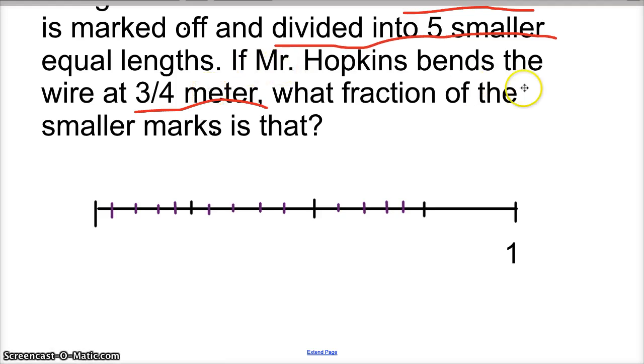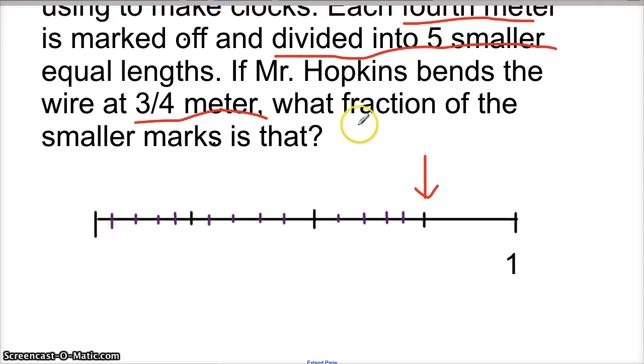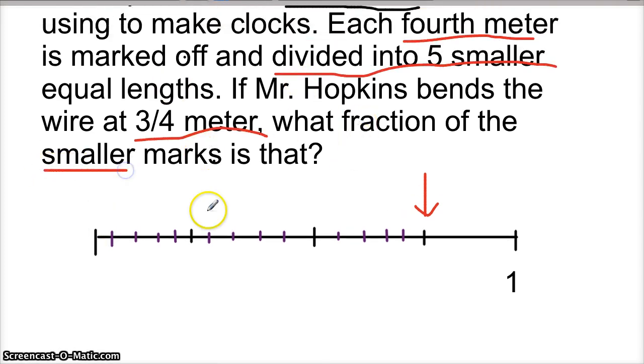Okay, it says if Mr. Hopkins bends the wire at 3/4 of a meter, what fraction of the smaller marks is that? So that's 3/4 because here's 1/4, 2/4, 3/4, 4/4, or 1/2. So I stopped right here because that's where he stopped bending the wire. What fraction of smaller marks is that?